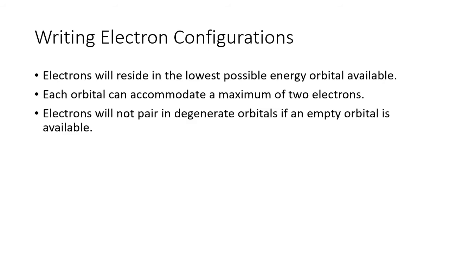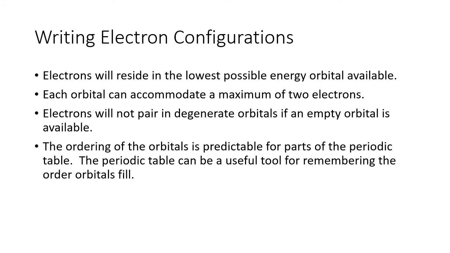Electrons will not pair in degenerate orbitals if an empty orbital is available. And what that means is that if we have orbitals that are all at the same energy, they will each fill half filled before they start pairing up. And then the ordering of the orbitals is predictable for parts of the periodic table. And so the periodic table can be a useful tool for remembering the order that orbitals fill.